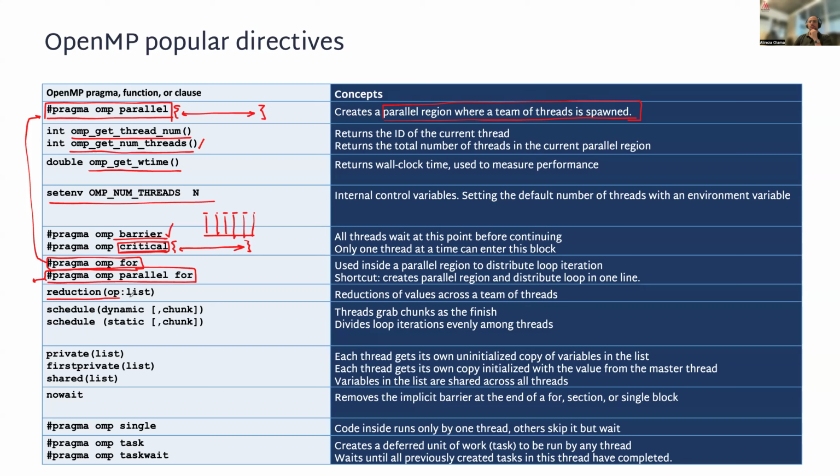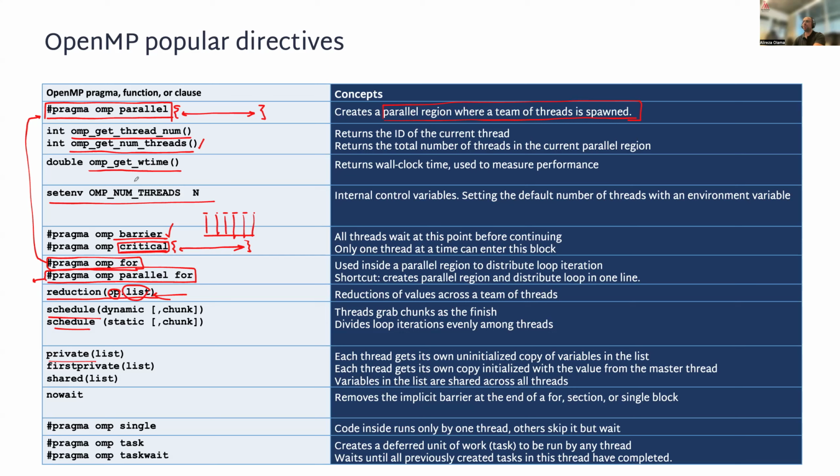Then you have this reduction, for example, that gives you a way to combine different data from different threads. For the reduction, you have the operation, and you have the variable that you want to perform reduction on. We talk about reductions today and in the next lecture. And finally, you have a schedule. We will talk about these. You have private variables and other things.